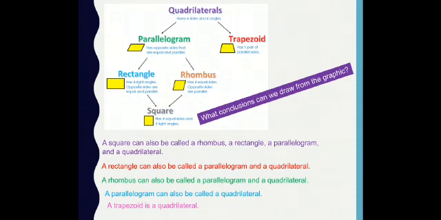So children, if you see carefully, we can go from down to up in any manner, that a square is a rectangle, rhombus, parallelogram, quadrilateral, and a trapezoid also you can say. A rectangle is a parallelogram and a quadrilateral, and a rhombus is a parallelogram and a quadrilateral.